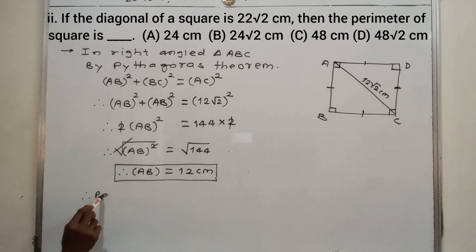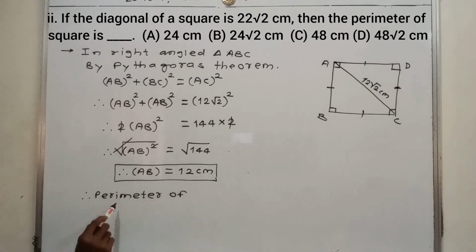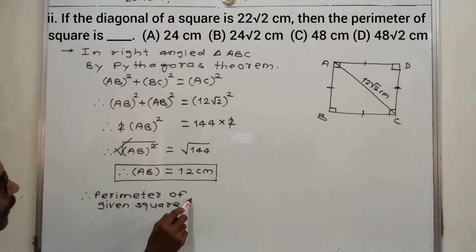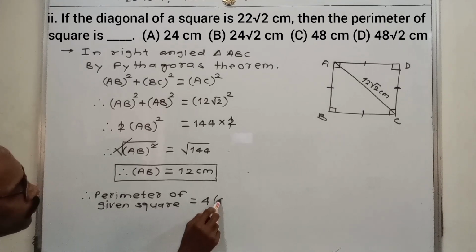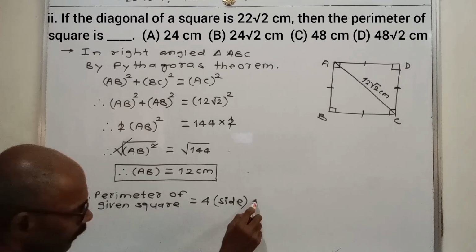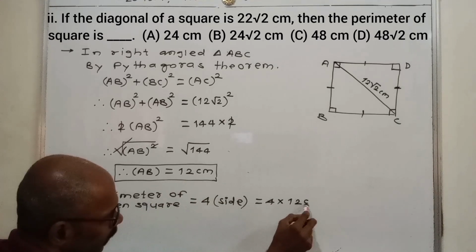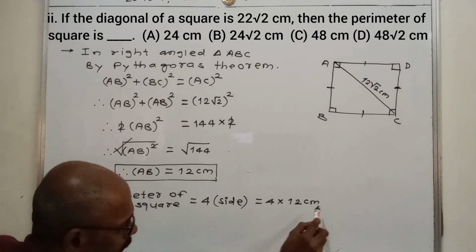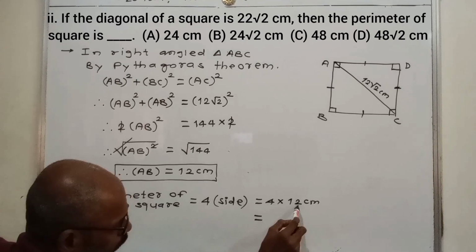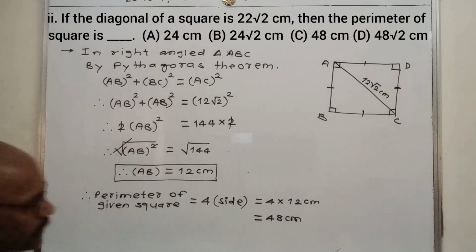Therefore, perimeter of the given square is equal to 4 into side, means length of the side, is equal to 4 into 12 centimeter is equal to 12 into 4. This is our option C.